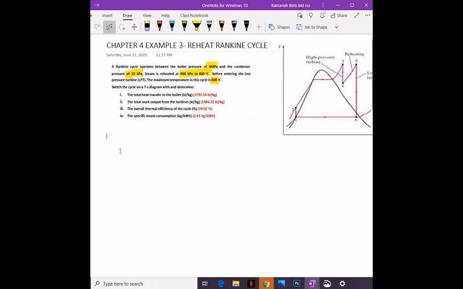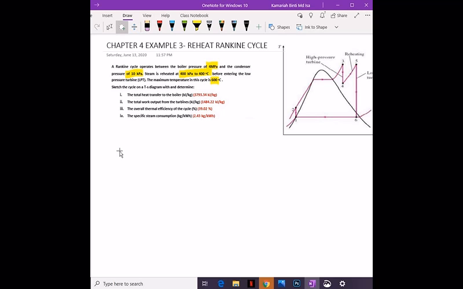Okay, let's look at chapter 4, example 3, reheat Rankine cycle. A Rankine cycle operates between the boiler pressure of 4 megapascal and the condenser pressure of 10 kilopascal. Steam is reheated at 400 kilopascal to 400 degrees Celsius before entering the low pressure turbine. The maximum temperature in the cycle is 600 degrees Celsius. Sketch the cycle on a TS diagram.